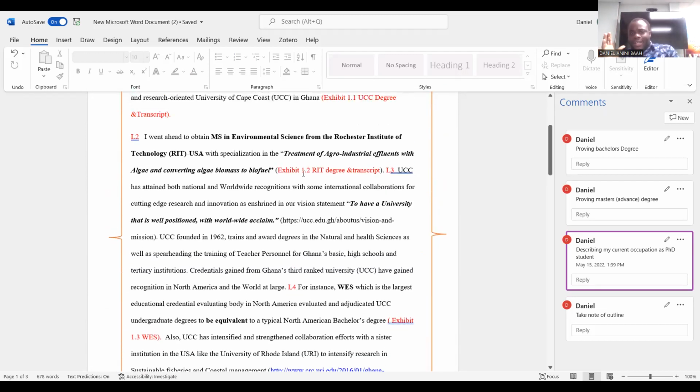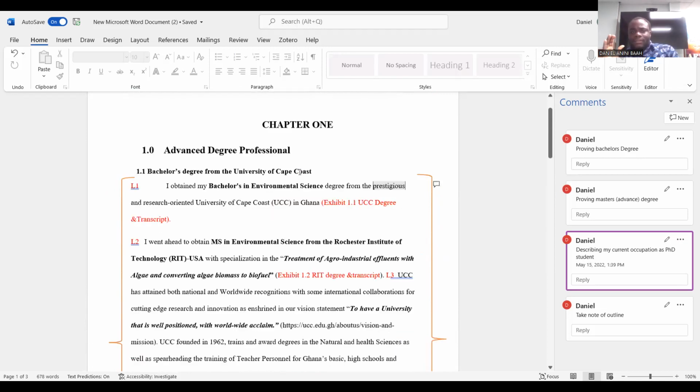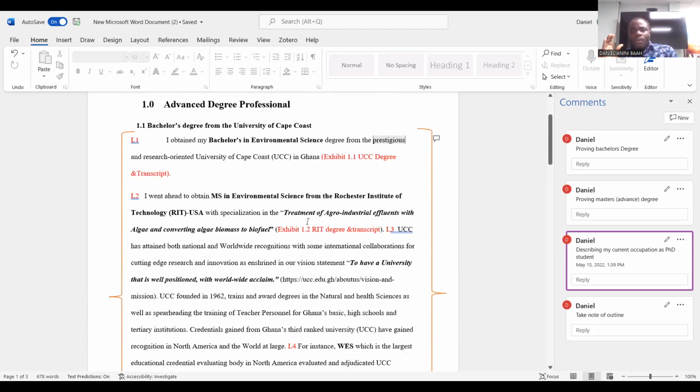Now, if you look at the evidence, it can be exhibit 1.1, 1.2, and you have to label these as numbers also on the evidence itself. So when you print it out, for instance, UCC degree and transcript, write on it exhibit 1.1, so that the visa officer will know that this exhibit 1.1 is matching to what the person wrote in the petition. Label your exhibit to match with your outline.